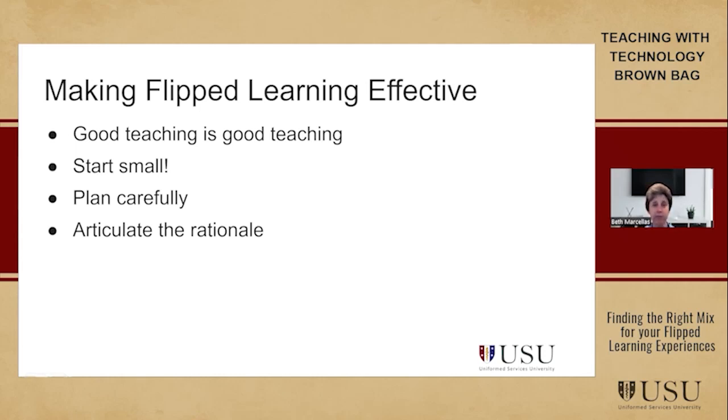And another really important element of getting students to be able to do this effectively is articulating the rationale. Let them know. Don't just say, hey, we're flipping the classroom, or worse yet, just say, hey, go read this outside of class. We're doing something different in class next time. Think about working it into your curriculum. Let the students know early on.